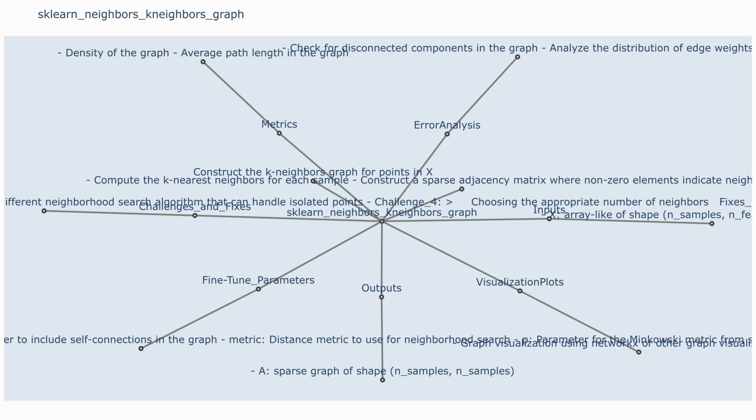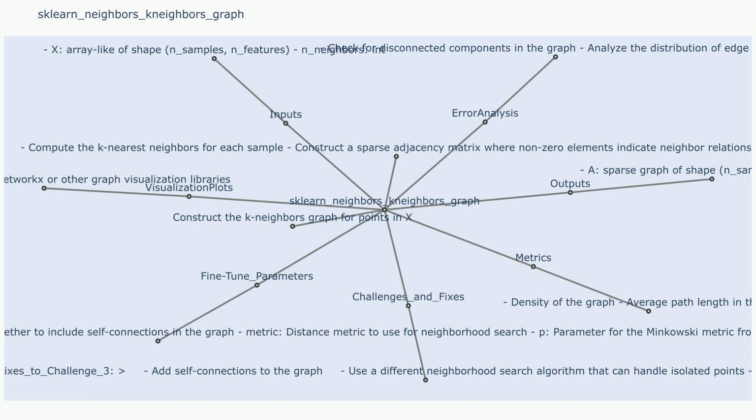sklearn.neighbors.kneighbors_graph. Description: this function constructs the k-neighbors graph for a given dataset. The graph is represented as a sparse adjacency matrix, where non-zero entries indicate the presence of an edge between two data points. An edge exists between two data points if they are among each other's k-nearest neighbors.